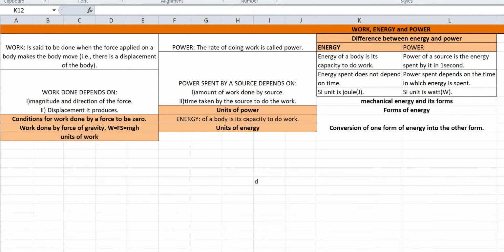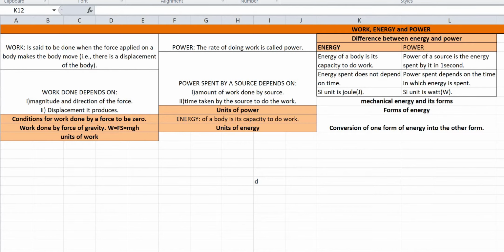So what is gravitational potential energy? The potential energy possessed by a body due to its position relative to the center of the earth is called its gravitational potential energy. It is negative, and as the distance of the body from the center of the earth increases, its gravitational potential energy also increases. It is zero at infinity.